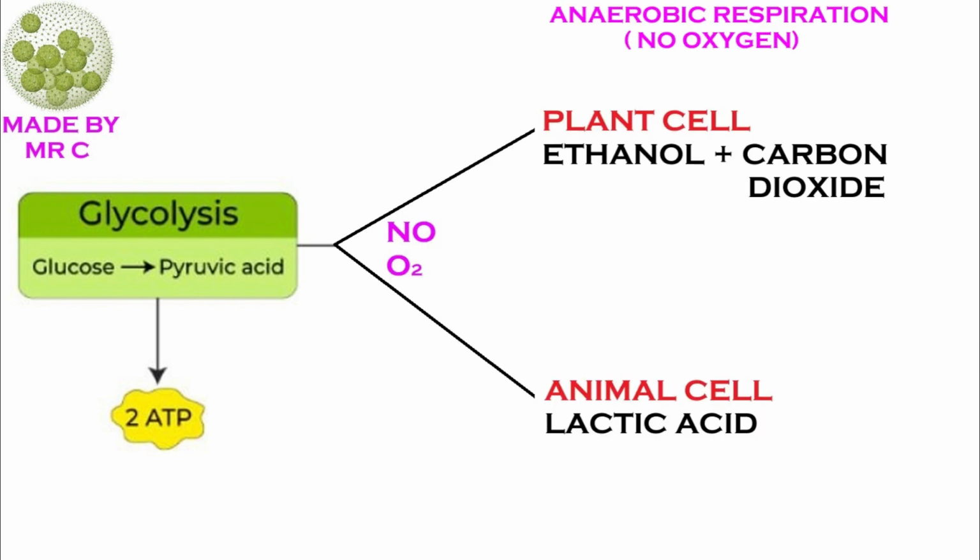If no oxygen is available, then the pyruvate stays in the cytoplasm and it's used in anaerobic respiration. The products of anaerobic respiration depend upon what cell type you are. Plant cells make carbon dioxide and ethanol, whilst animal cells make lactic acid.